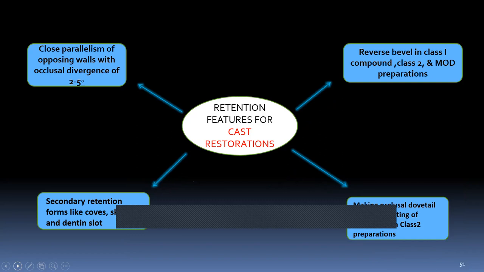Then retention features for cast restoration include close parallelism of the opposing walls with an occlusal divergence of around 2 to 5 degrees, and we have to give a reverse bevel in class 2 compound and MOD cavities. Secondary retention features like curves, skirts, and ending slots can be given, and an occlusal dovetail can also be given for a class 2 preparation.